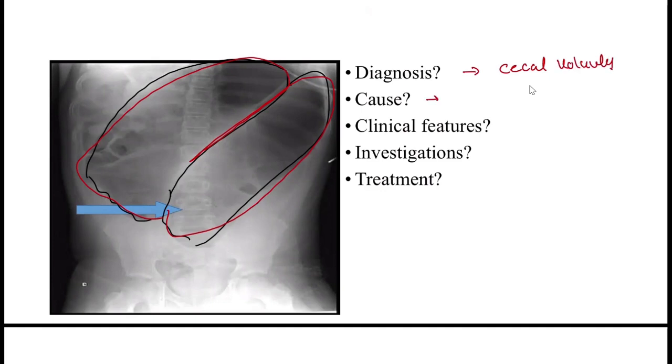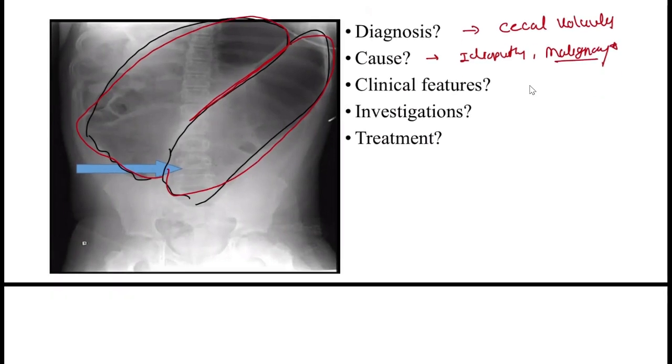So what are the causes for the cecal volvulus? Generally, it is idiopathic or maybe associated with malignancy. So what are the clinical features of large bowel obstruction? Vomiting, distension, constipation or obstipation. So in this case, distension and obstipation are the profound features.